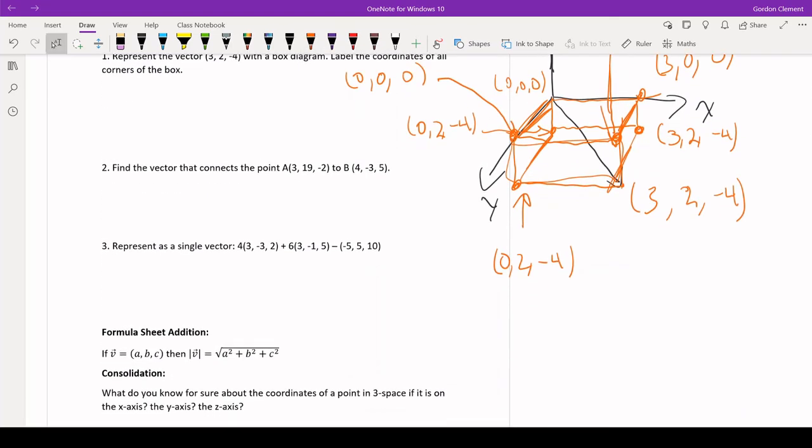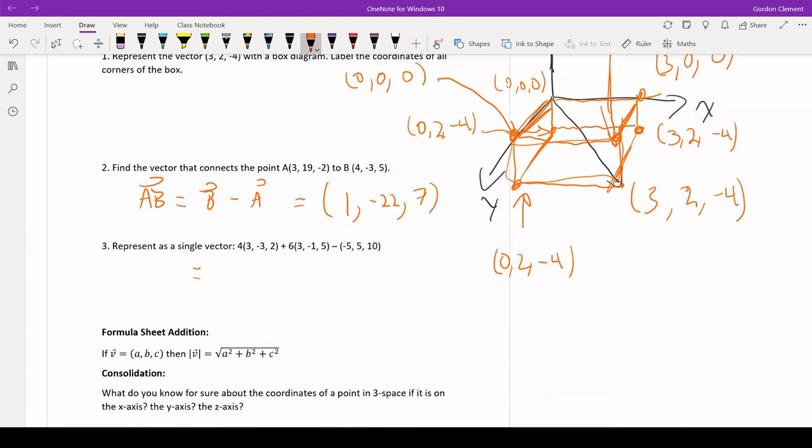So I could draw really complicated diagrams to show that these work, but our 2D formulas thankfully all work in 3D as well, just the way you would want them to. So we're just going to do b minus a to get the vector that connects a to b. So that looks like 1, negative 22, and 7 if you do b minus a.